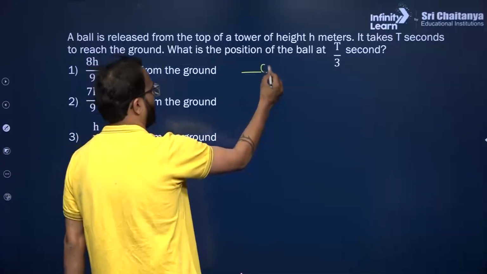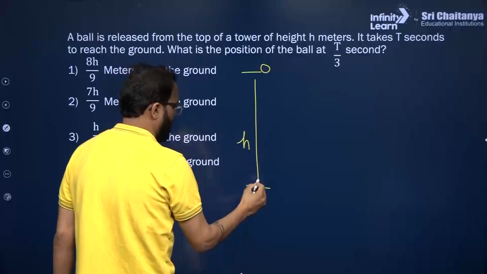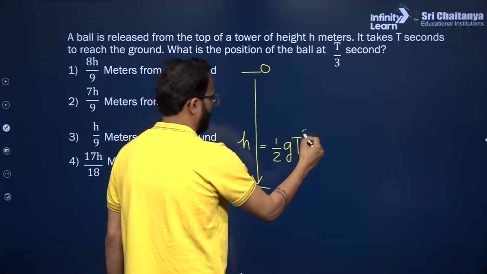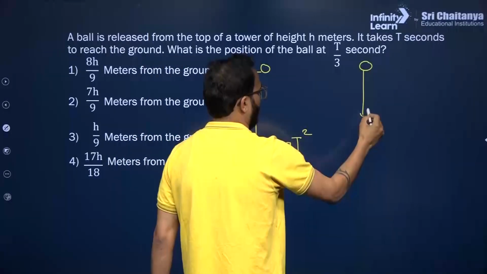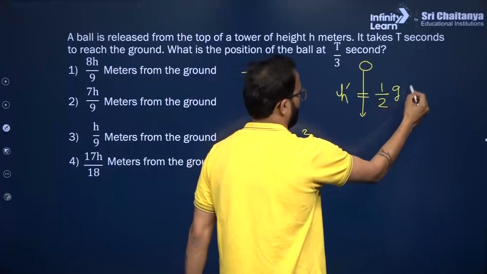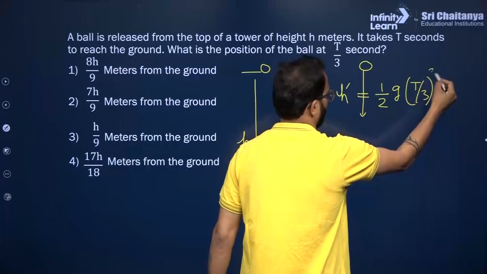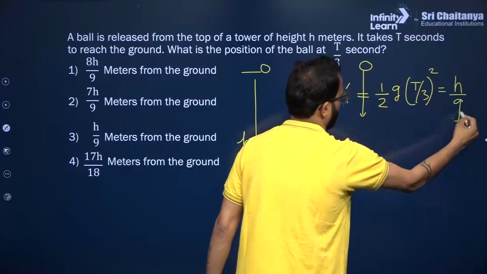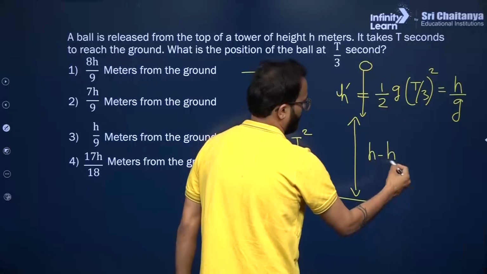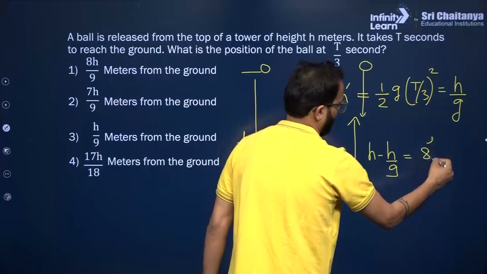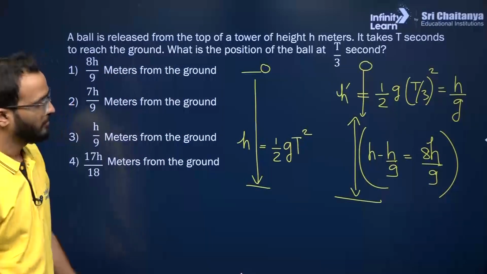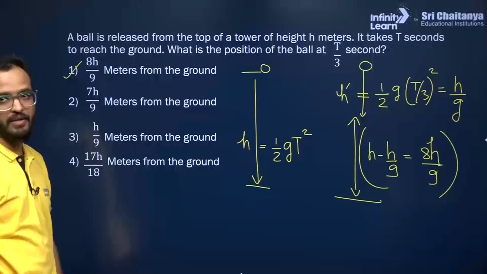Suppose an object falls from here up, comes down to a distance h. So what is h? Half g t square. So how much distance will it fall in t by 3 time? It will be half g into t by 3 whole square. So it will be h by 9. So how far is it from the ground? It will be h minus h by 9, which will be 8h by 9. Got it? Clear? So first option is correct.